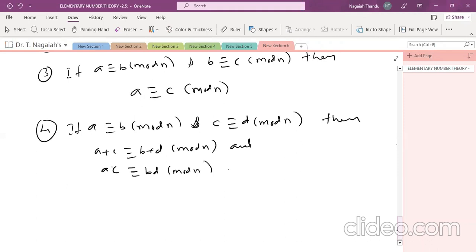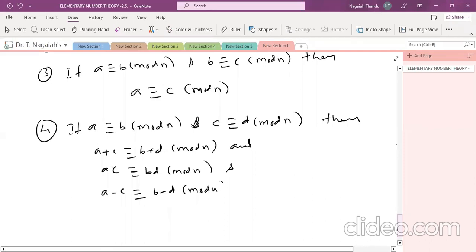Difference also: A minus C is congruent to B minus D modulo n. These are the most important properties for solving problems. In number 3 there is nothing else, only these.